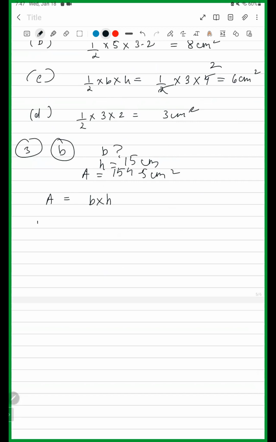So area is 154.5. It is equal to B, we don't know. Height is 15. So B into 15 is equal to 154.5. So B is equal to what? 154.5 divided by 15. Wait, how are you getting 154.5? Bacha, that's given in the question, no? Part B, 154.5 centimeter square, area of the parallelogram. Sorry, I read the C, the third one. Achha. So you got it now? Yeah.